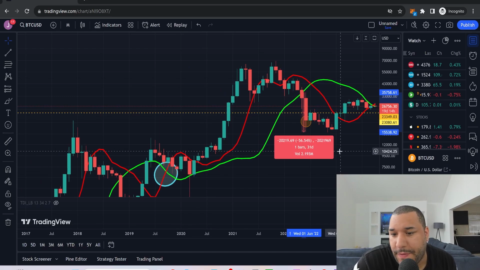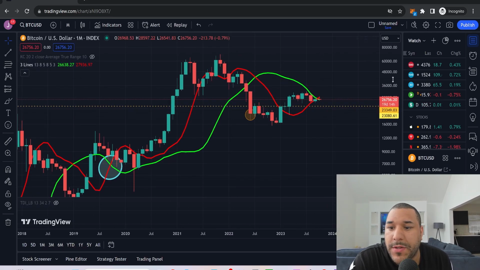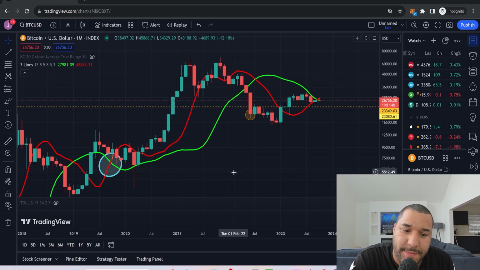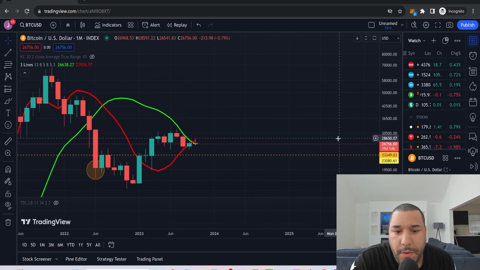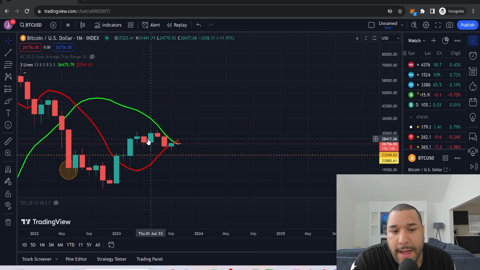So we've seen the same thing happen every single cycle. But what's interesting to me is this, right? Because if you look at where we are now, there's a gap, and there's gaps.